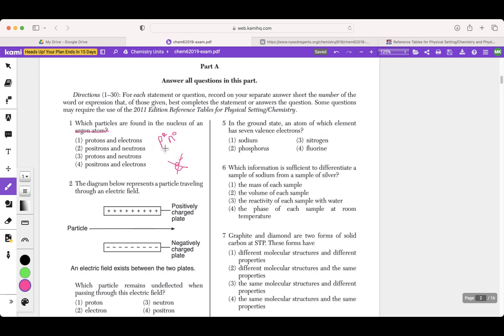So just in that basic knowledge, we can see that choice 3 is the correct choice because the nucleus is only going to have protons and neutrons. Positrons are positively charged electrons. This only relates to nuclear chemistry. And of course, like I said, electrons are not going to be in the nucleus. They're only going to be on the outside.